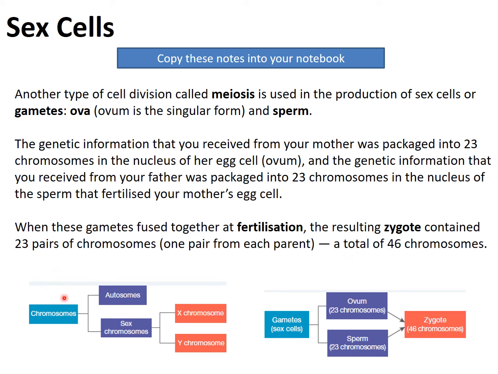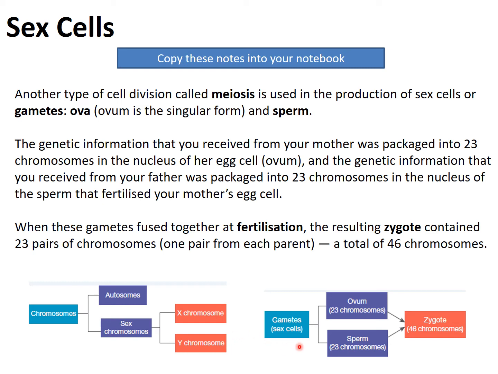Looking at these diagrams, you can see that chromosomes are made up of autosomes and sex chromosomes. The sex chromosomes are then broken into our X chromosome and our Y chromosome, remembering that two X chromosomes determine that the sex of the individual will be female, and an X and a Y chromosome will determine that the sex of an individual is male.